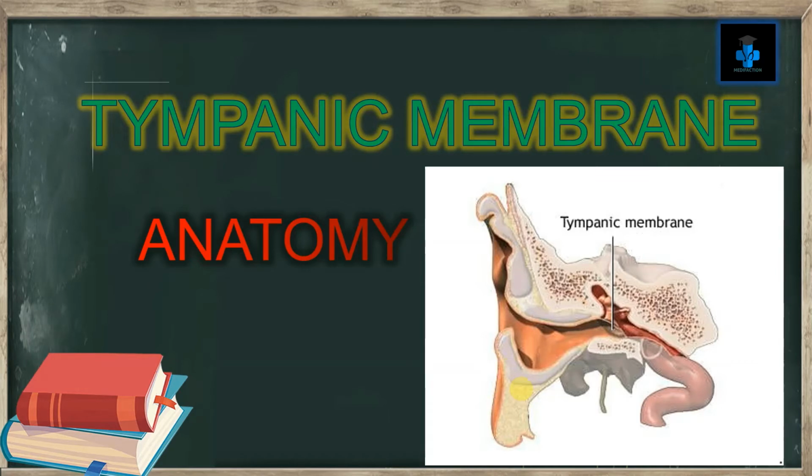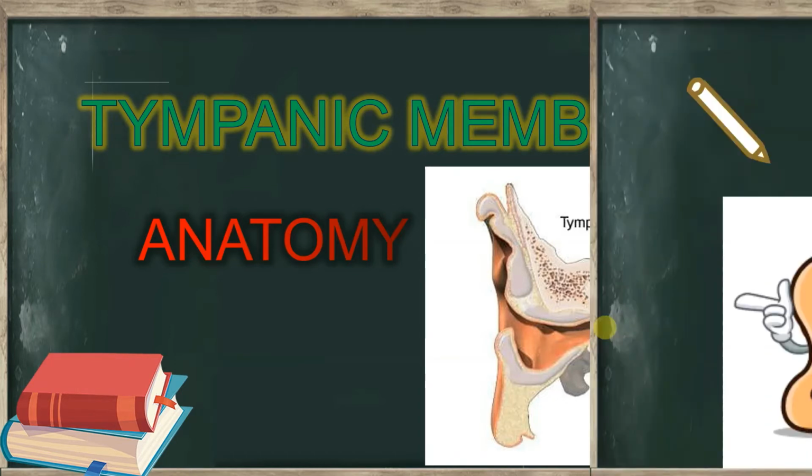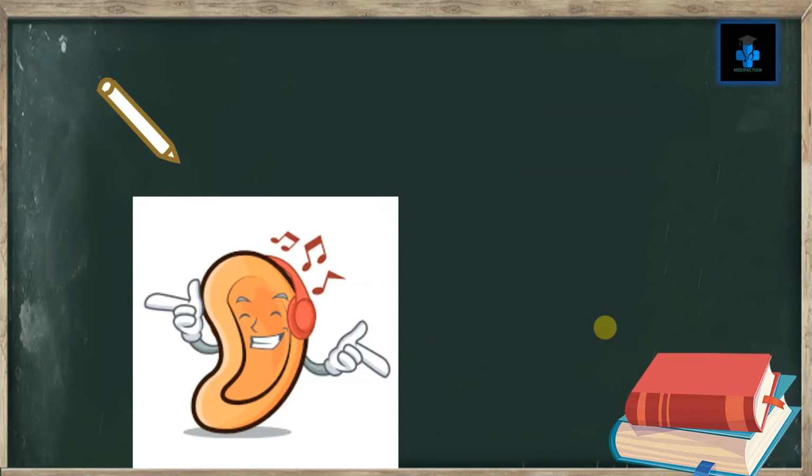Today we will learn about the anatomy of tympanic membrane. So, the tympanic membrane, also called the eardrum, is a thin layer of tissue in the human ear that receives sound vibrations from the outer air and transmits them to the auditory ossicles, which are tiny bones in the tympanic cavity or the middle ear. So, to learn more about tympanic membrane, let's go deeper.